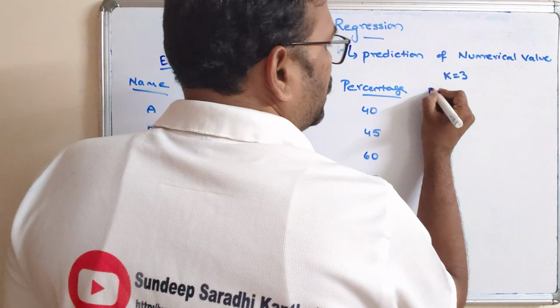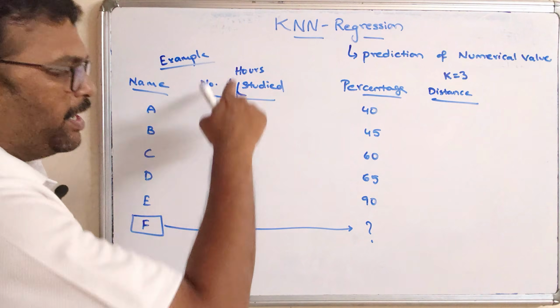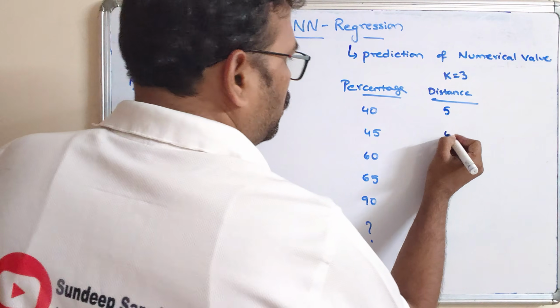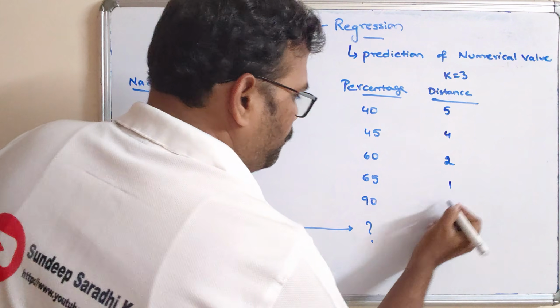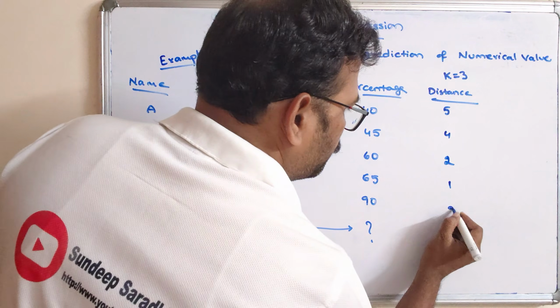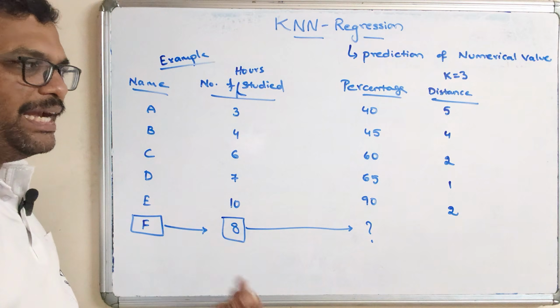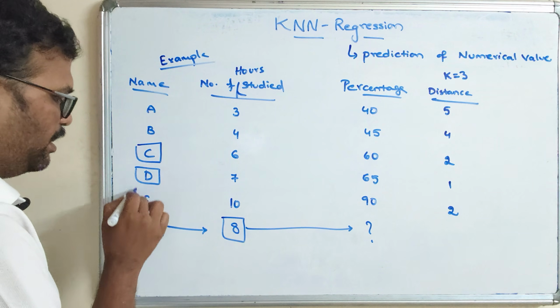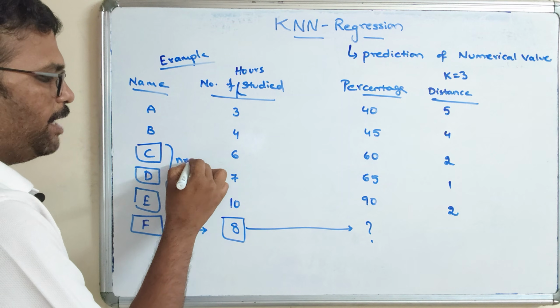Now we have to find the distance first, from the new data point to all the remaining ones. So 8 minus 3 is 5, 8 minus 4 is 4, 8 minus 6 is 2, 8 minus 7 is 1, and 8 minus 10 is 2. So what do we need to consider? 3 nearest neighbors. The 3 nearest neighbors are C, D and E. So these are the neighbors.